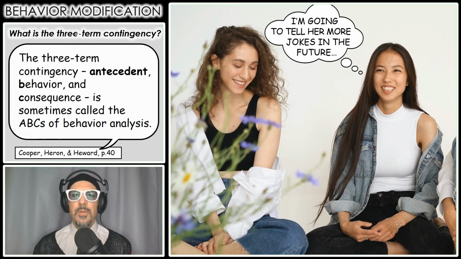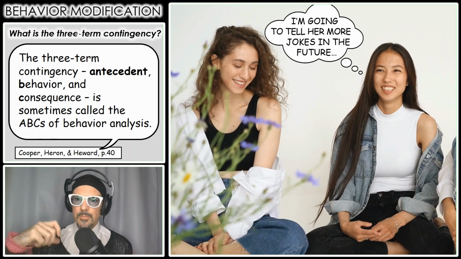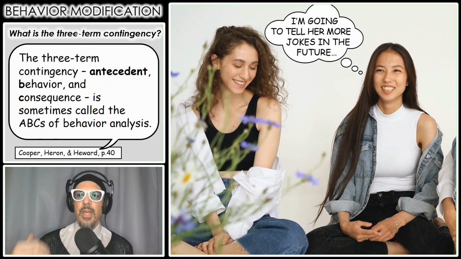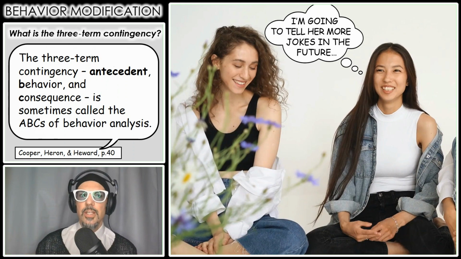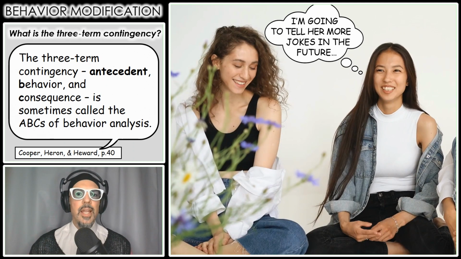So now we have that three-term contingency. Antecedent is this particular individual who laughed at the joke. Behavior is telling the joke, and the consequence was laughter. We have those three terms of this operant conditioning contingency. All right, now we mentioned that an antecedent or discriminative stimulus can either increase or decrease the probability of a response. So let's take a look at an example now where it actually decreases the probability of a response.